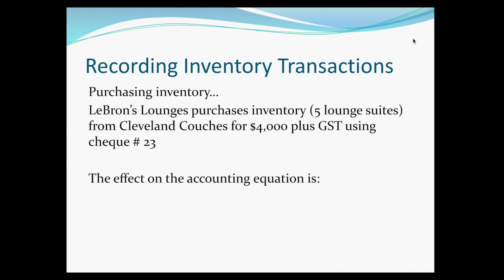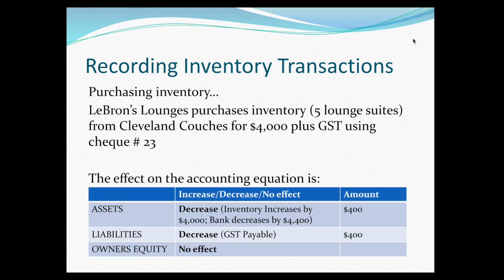All right, so recording inventory transactions. Let's consider this example. LeBron's Lounges purchases inventory: five lounge suites from Cleveland Couches for $4,000 plus GST using check 23. All right, so what's the effect on the accounting equation? Firstly, the assets decrease by $4,000.